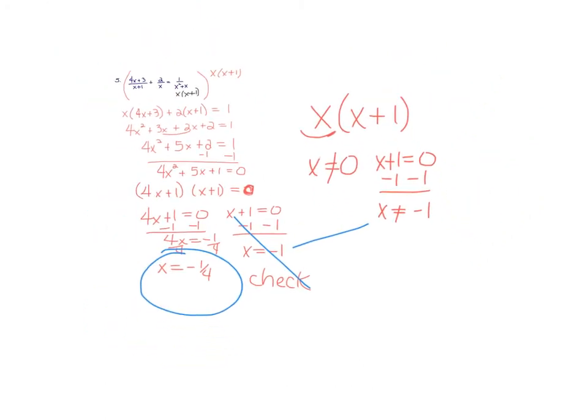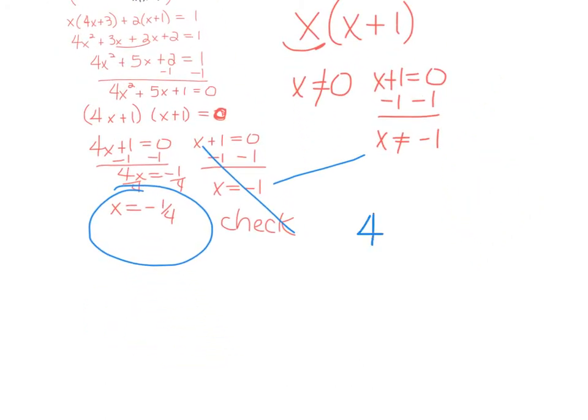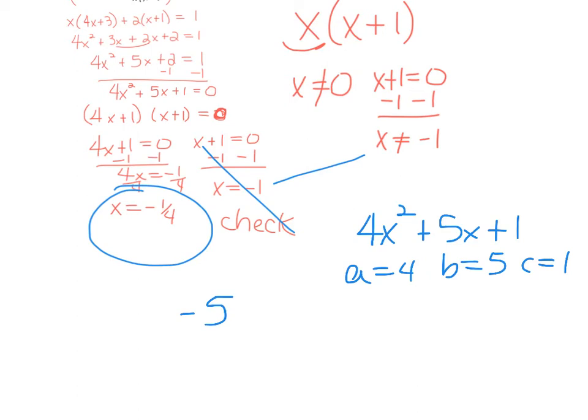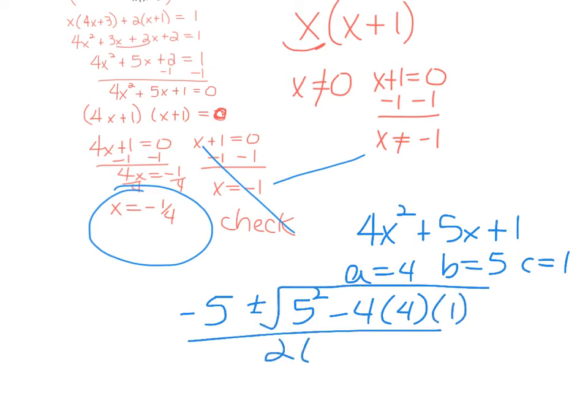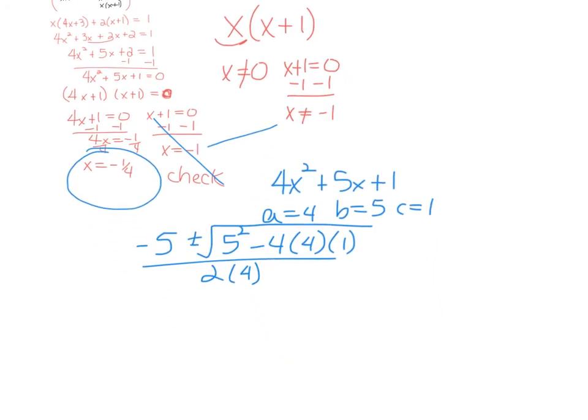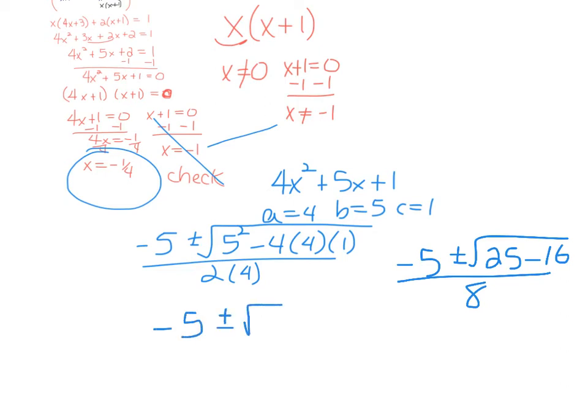All right, so just to show you, let's say we solve this quadratically. So we would get 4x squared plus 5x plus 1. My A is 4, my B is 5, my C is 1. So opposite of B, plus or minus, B squared minus 4 times A times C, all divided by 2 times A. And then -5 plus or minus 25 minus 16 over 8. -5 plus or minus the square root of 9 over 8.